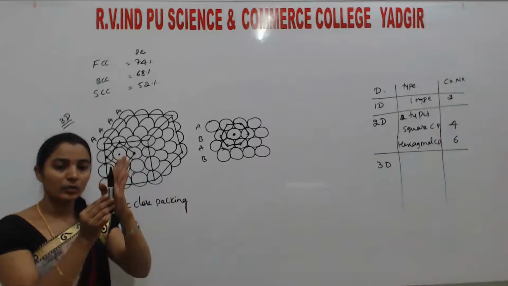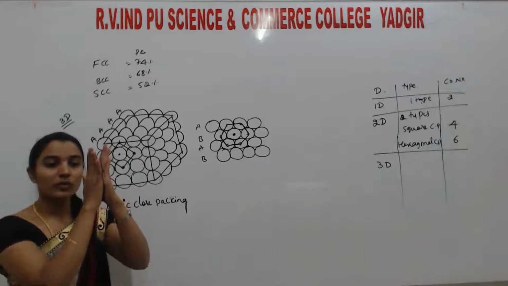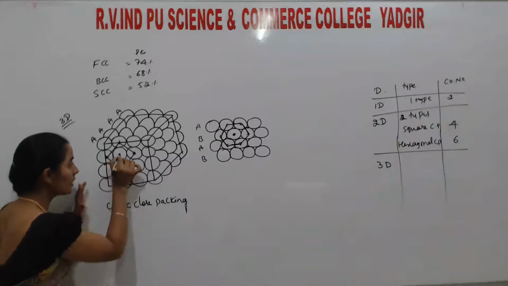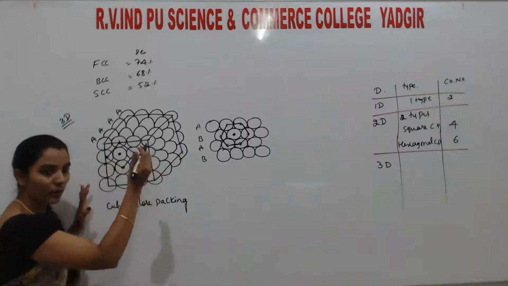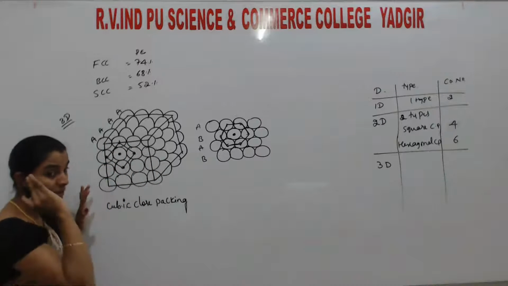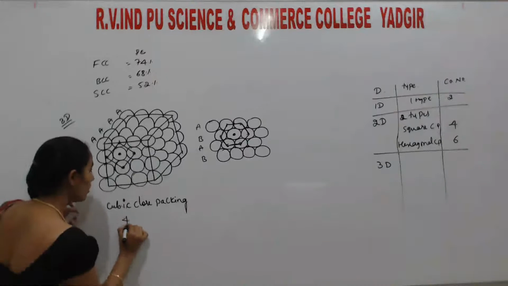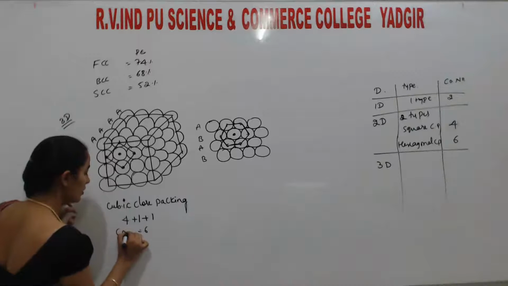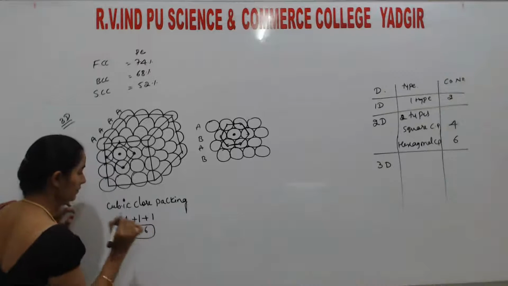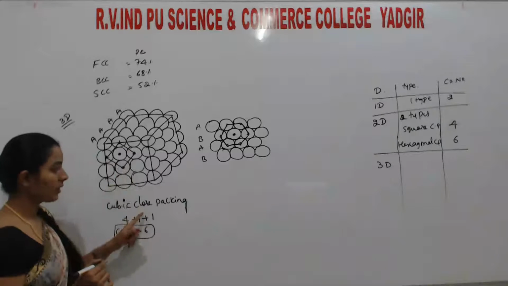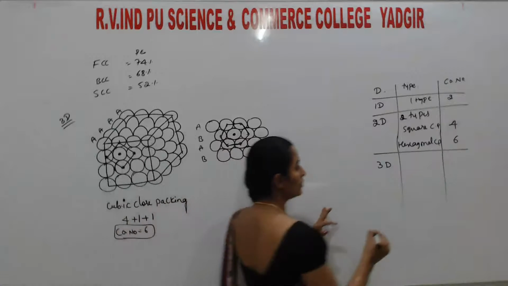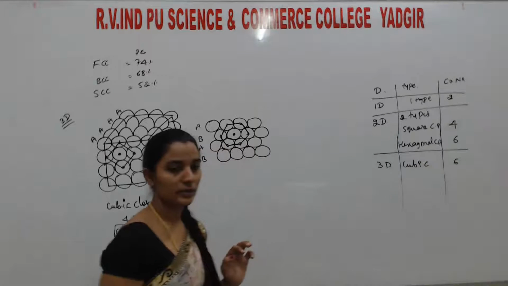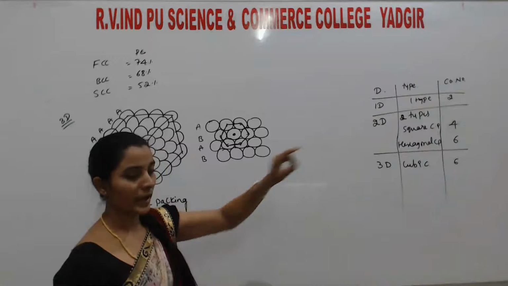So I am keeping another layer here, another layer here. When the above and below layers are kept for this layer, this sphere touches one sphere in the above layer and one sphere in the below layer. Just an assumption. So it is 4 in the same layer, 1 in the above layer, 1 in the below layer. So the coordination number here is 6. This is one thing. By using square close packing, a cubic structure will be there. Here the coordination number is 6, by square close packing structures.